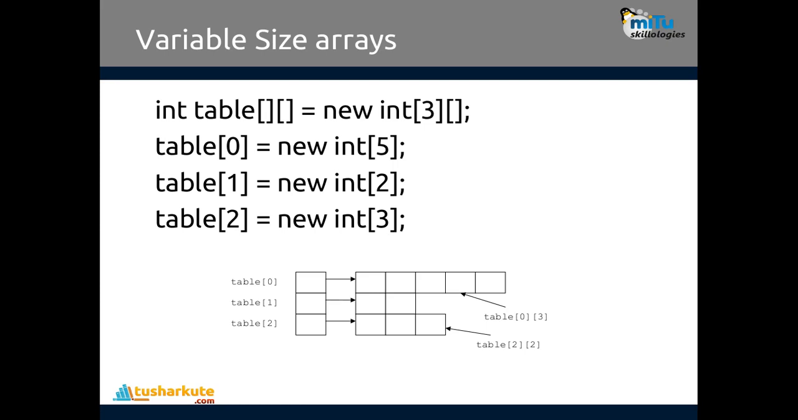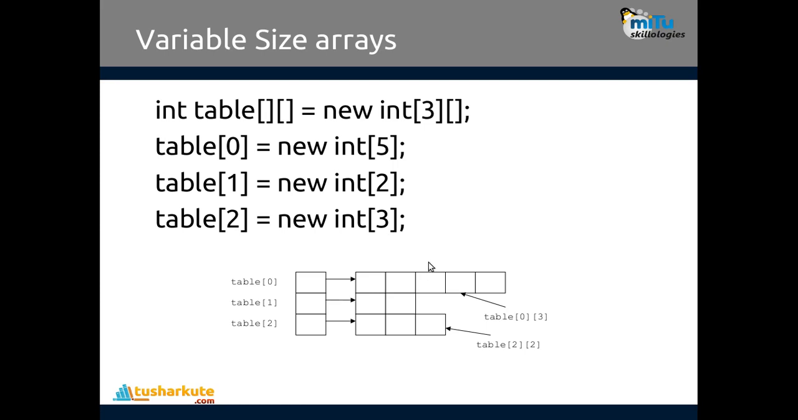Okay, if you are aware of C and C++, this kind of concept is not possible there. You can create 2D arrays, but the number of columns in every row should be equal. Okay, so that's what variable sized arrays are.